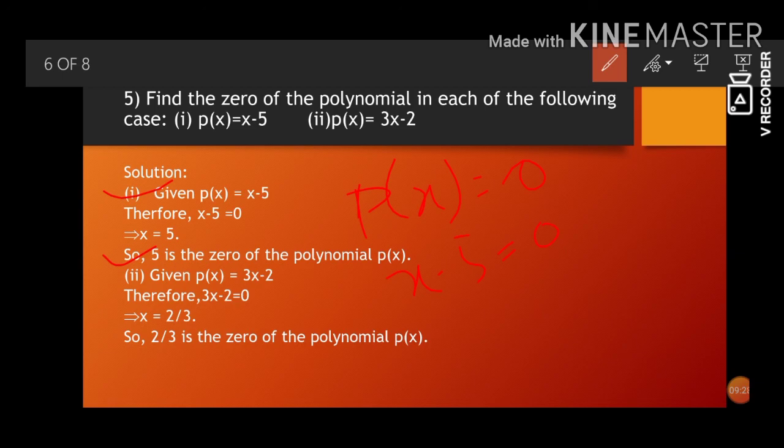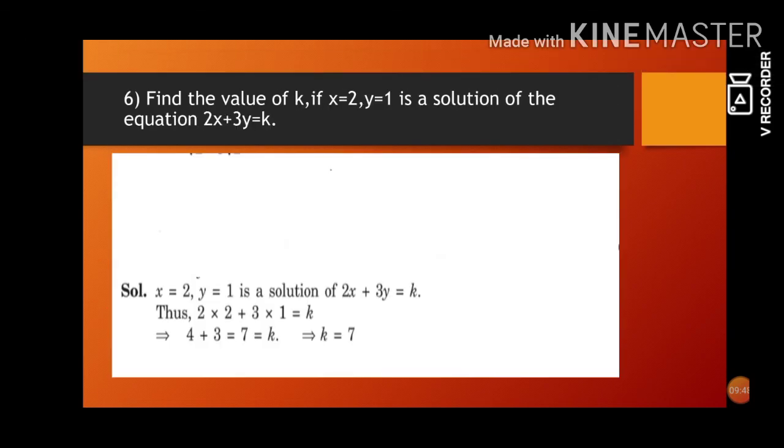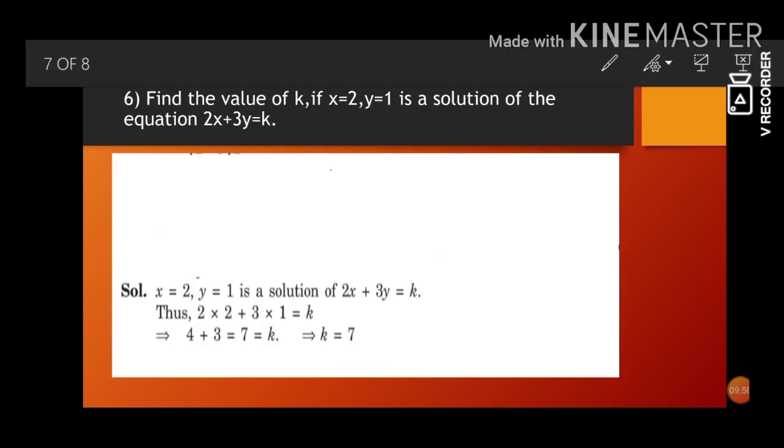Subpart 2 we have 3x − 2 as the given polynomial. Here also we will put p(x) = 0, which implies 3x − 2 = 0. On solving for x we will get 2/3. So 2/3 is the zero of the polynomial.